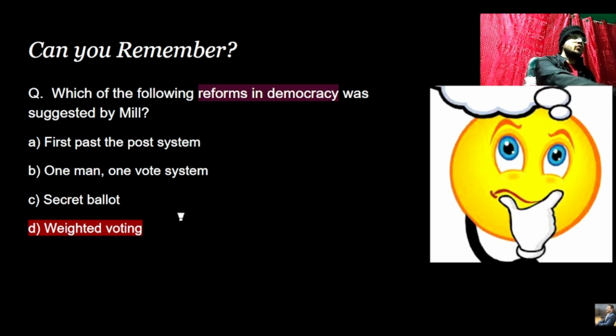In order to know the concept of the weighted voting system and the different types of voting systems given by Mill in his concept of representative government, go and watch the previous lecture. It is there in detail. I will also ensure to mention it in the playlist.